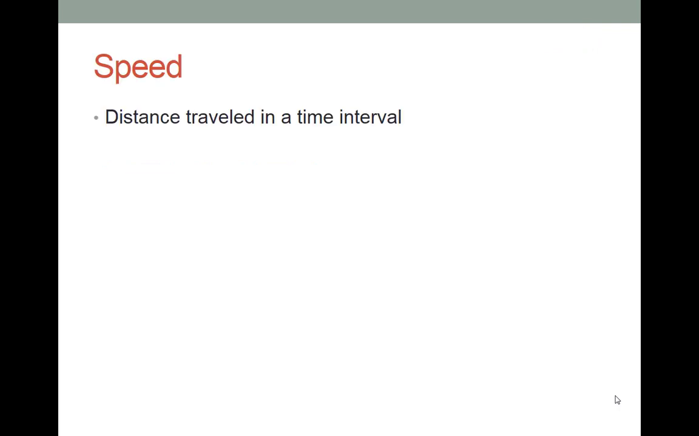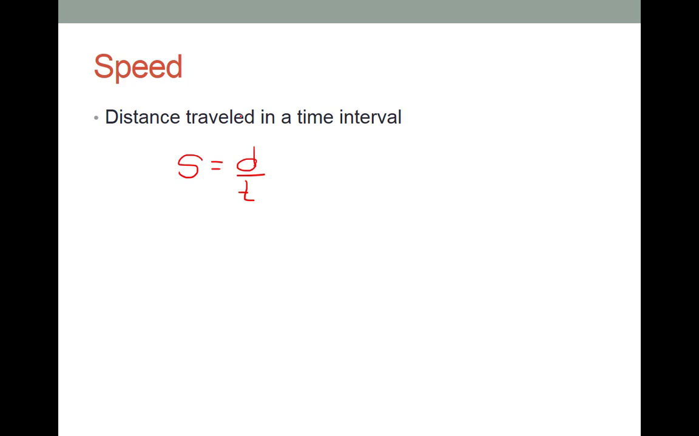Speed is the distance an object travels in a time interval. So in symbolic notation, we'd say speed, which is s, equals distance, which is d, divided by a time t. So speed is distance divided by time.